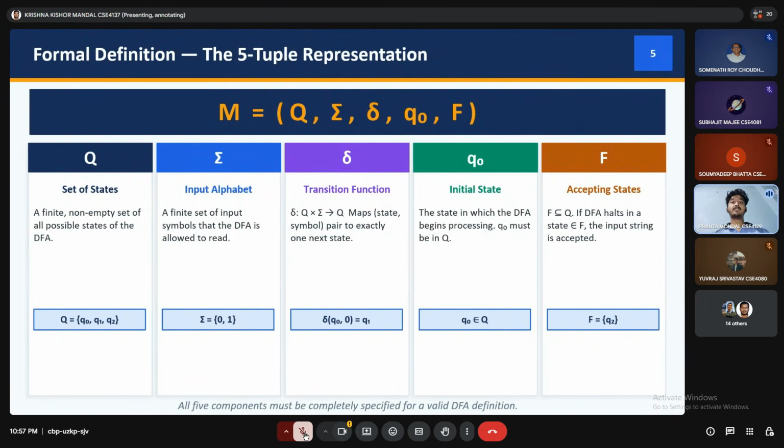This is the formal definition, the five-tuple. Mathematically, a DFA is defined by a five-tuple: Q, sigma, delta, q0, and F. Q is the set of states, sigma is our input alphabet, and delta is the transition function. q0 is where we start, and F is the set of accepting states, where the machine halts if the string is valid. All five components must be specified for a valid definition. Next, my friend Datta will present.